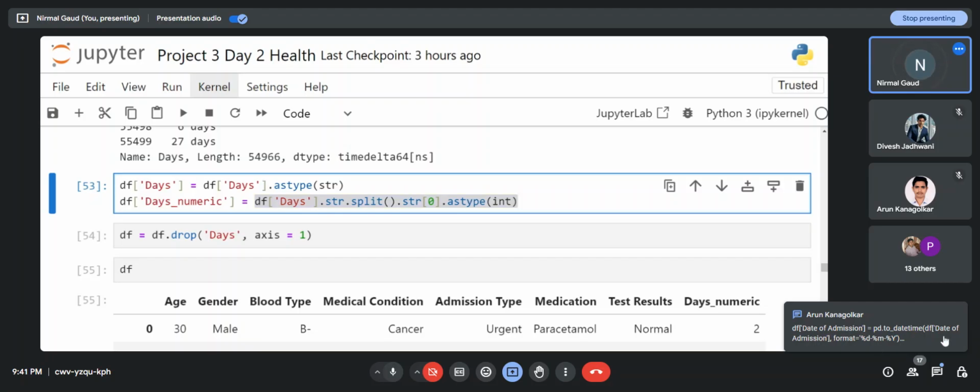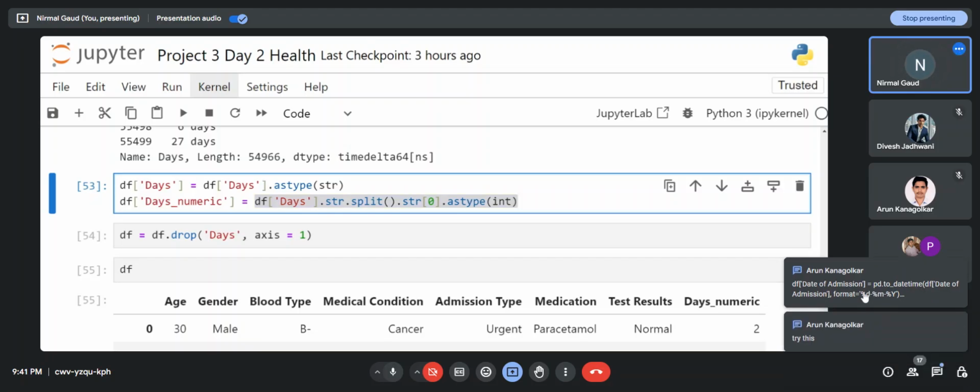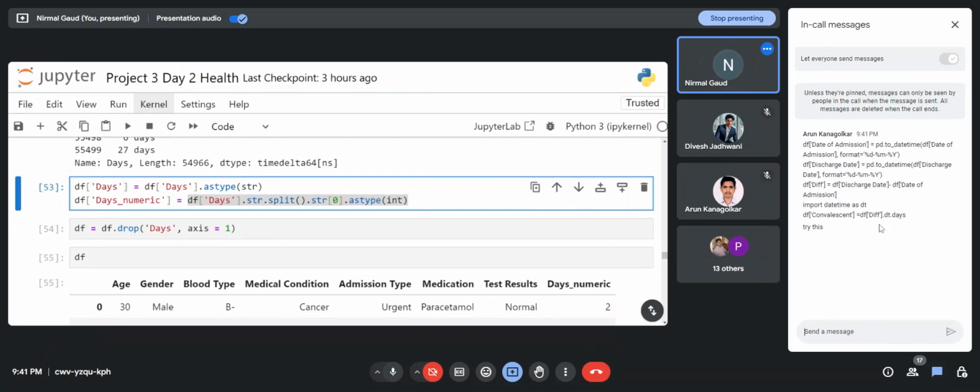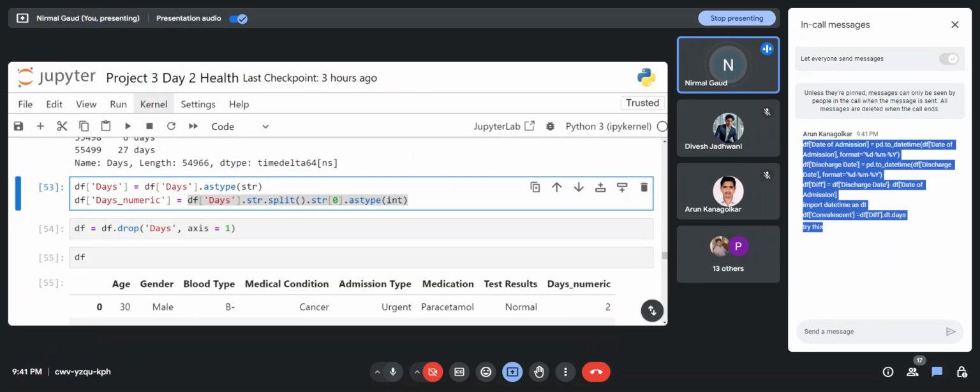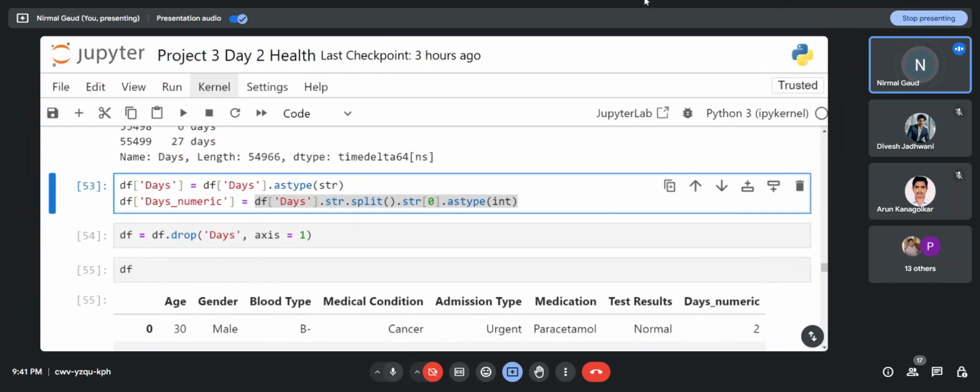Okay, yeah, that is also possible. You've shared a code here in the comment box. That is also possible, but here you can see in a very simple way I did.